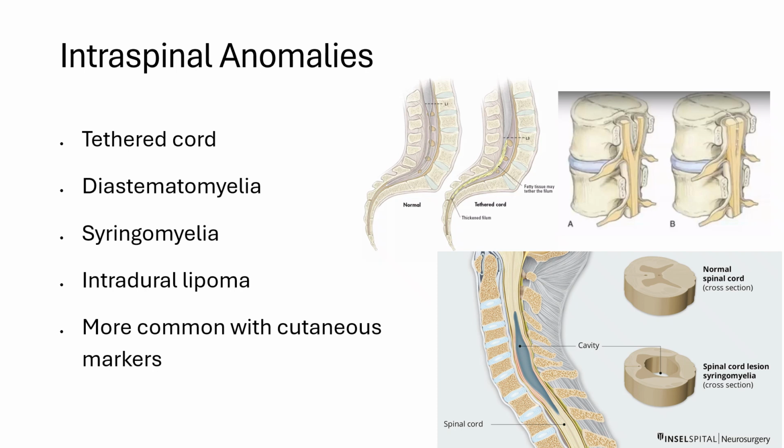The clinical teaching point involves recognizing that these intraspinal anomalies occur more commonly when cutaneous markers are present on the skin overlying the spine. These skin findings serve as external clues that suggest more complex underlying abnormalities may be present. The association between surface markers and deeper anomalies reflects the shared developmental origins of skin and neural tissue from the same embryonic layers during early development.